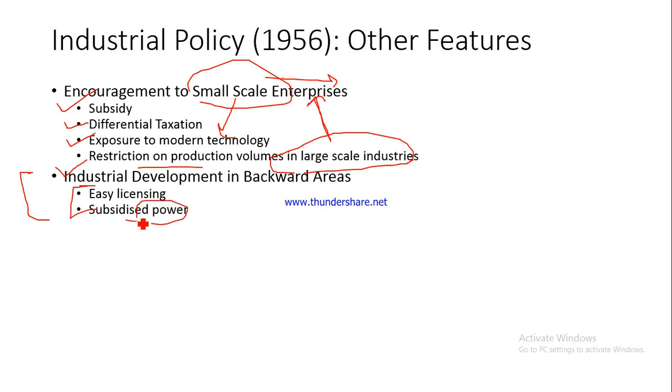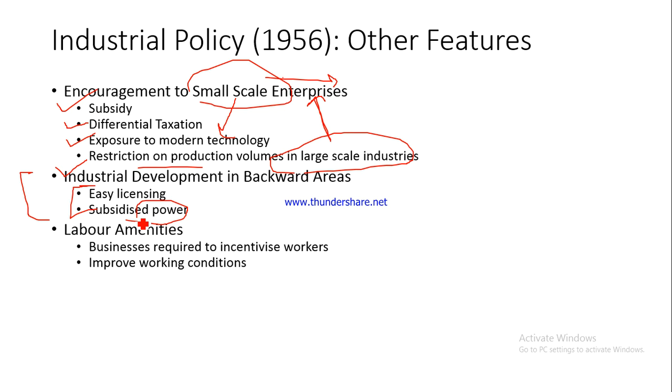So the government basically said that all those units which come up in backward areas, they would not only be allowed easy licensing, but they would also be provided subsidized power. So this was an attempt to encourage the industries to come up in backward areas, so that there could be balanced regional growth, so that the backward areas could also be developed further.